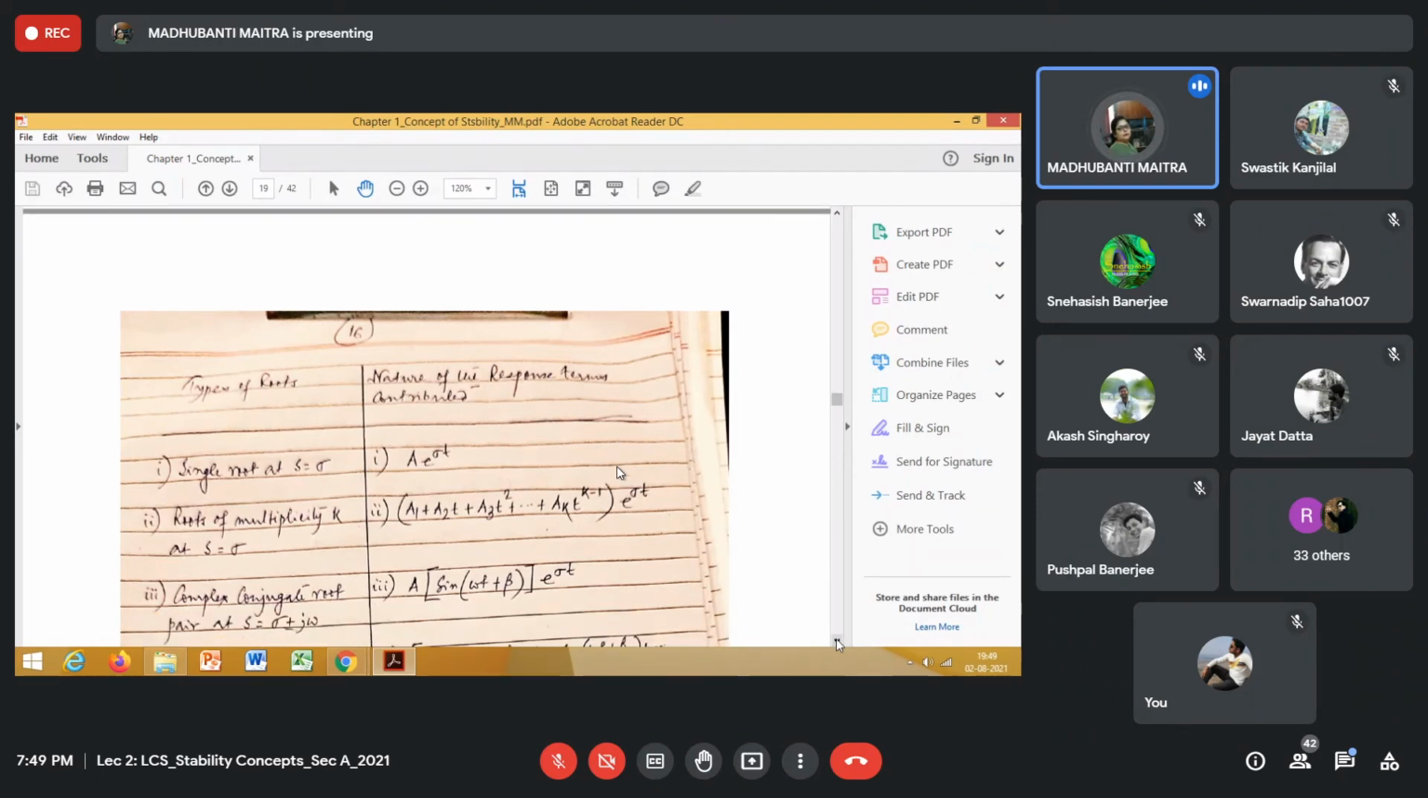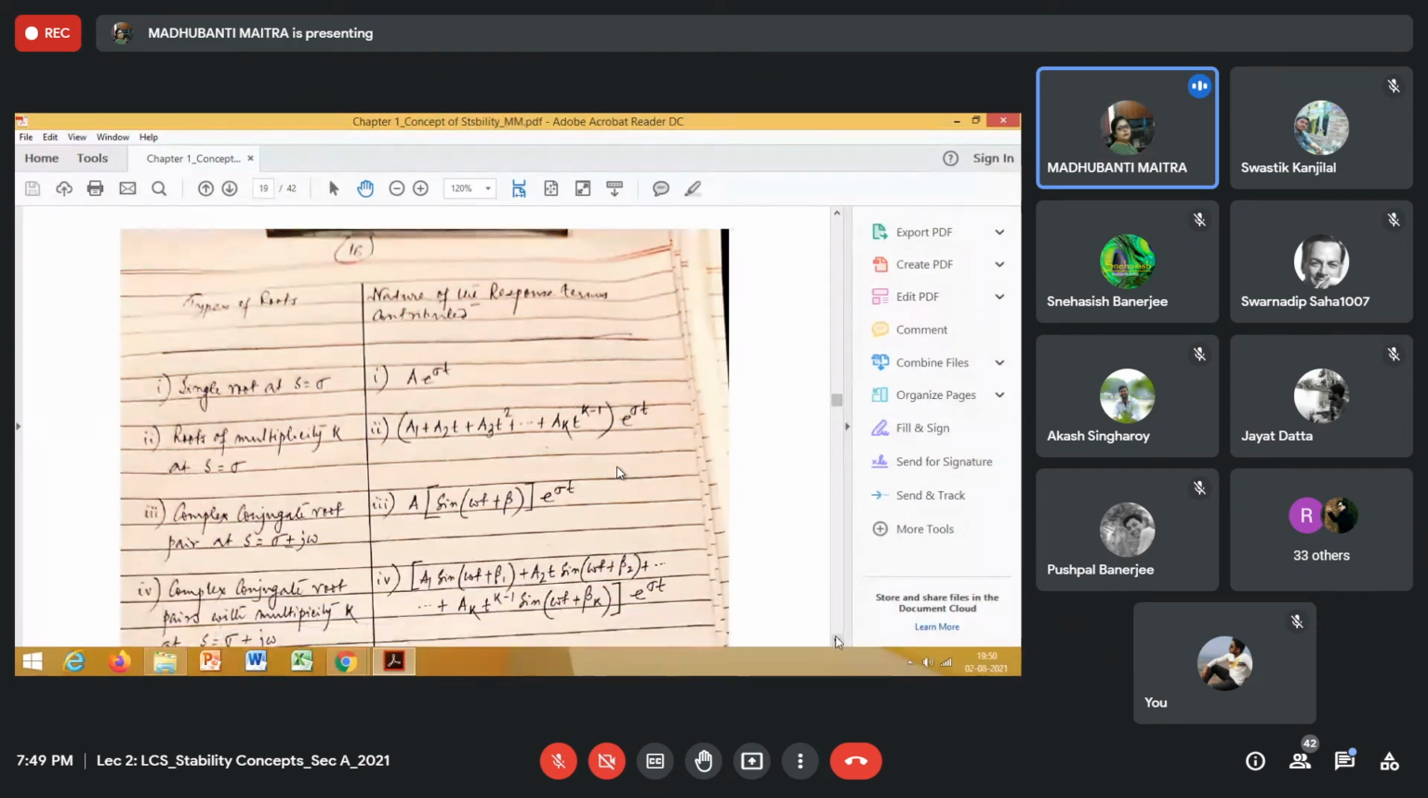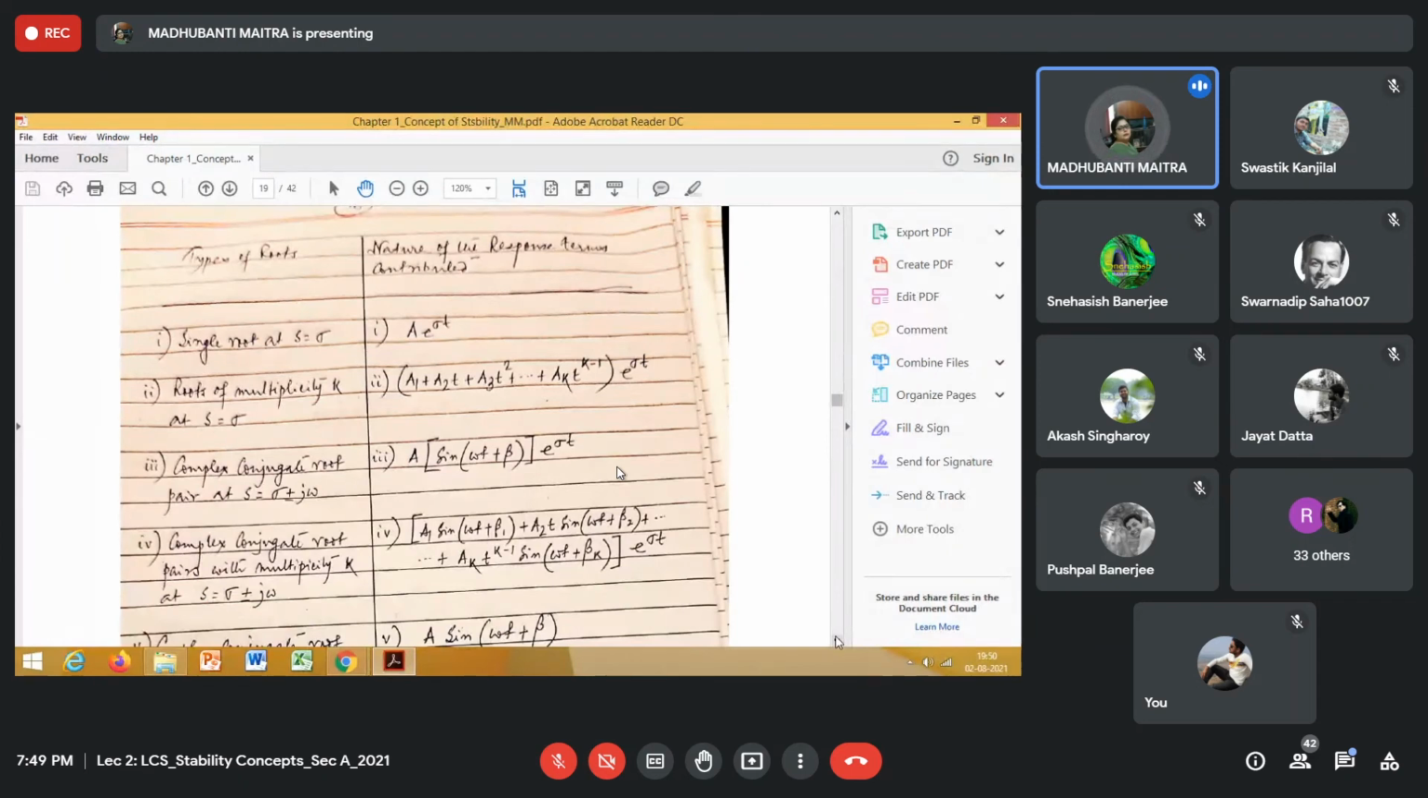So please brush up your knowledge on Laplace transform and inverse Laplace transform. Then we can generalize that expression for k number of repeated roots. In this case, the response term will have an expression which is A1 plus A2 t plus A3 t square plus Ak t to the power k minus 1, whole multiplied by e to the power sigma t. I'm showing the expressions of c(t). It's your responsibility to find out whether these expressions are correct or not.